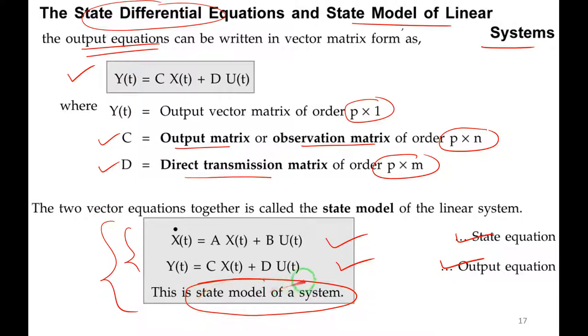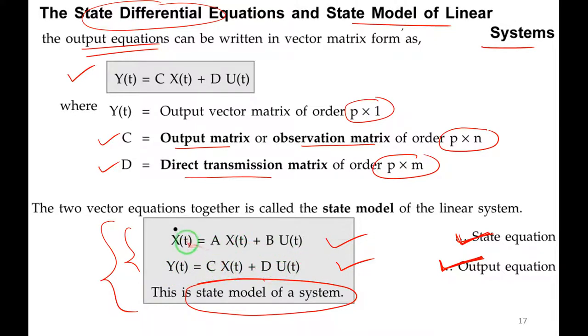State model of a system consists of writing of state equations and output equations. If I represent my system in the form of state equations and output equations, it is nothing but state model of a system, right? The general state equation is x dot of t is equal to A into x of t plus B into u of t, and the general output equation, y of t is equal to C into x of t plus D into u of t.